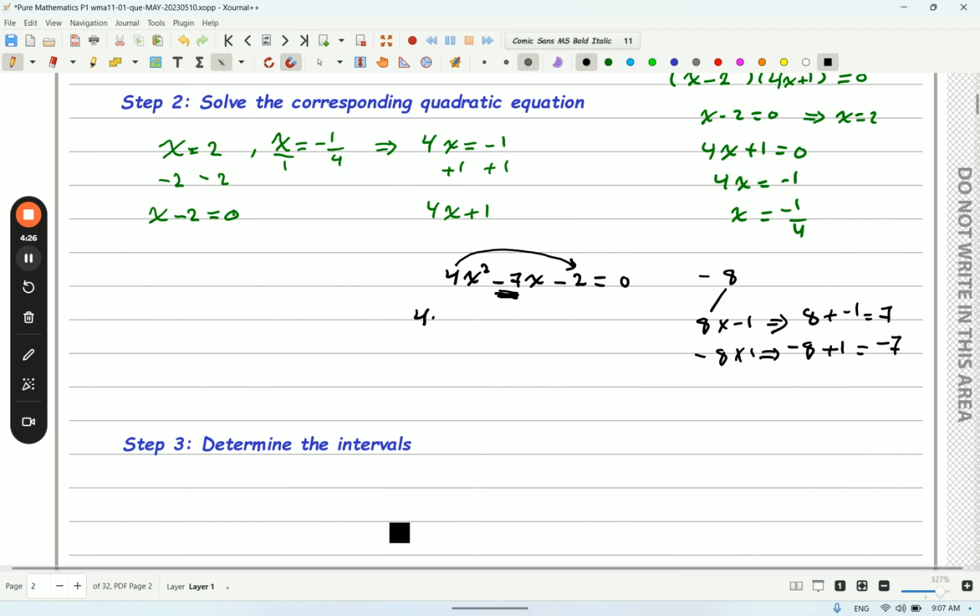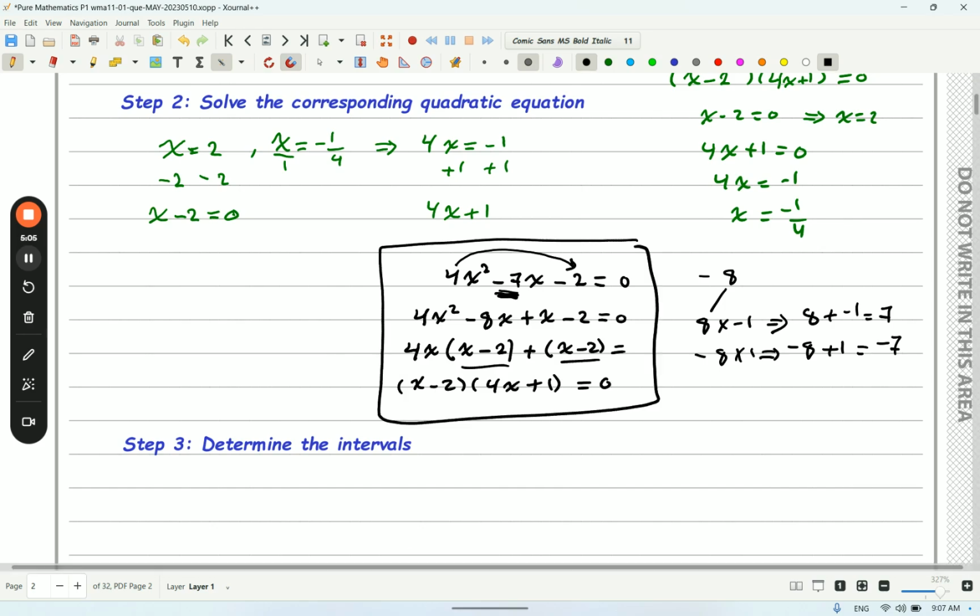So here we will write 4x to the power of 2 minus 8x plus x minus 2 equal 0. So taking out 4x as the highest common factor, we'll have x minus 2, plus, between two brackets, also x minus 2, and the highest common factor is a linear factor, which is x minus 2. So we'll have x minus 2 times 4x plus 1 equal 0.